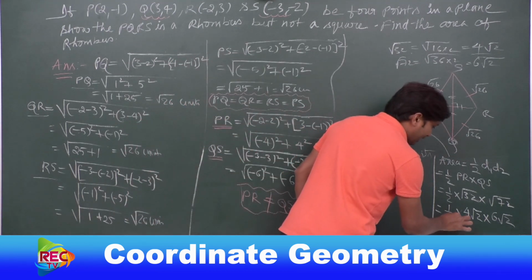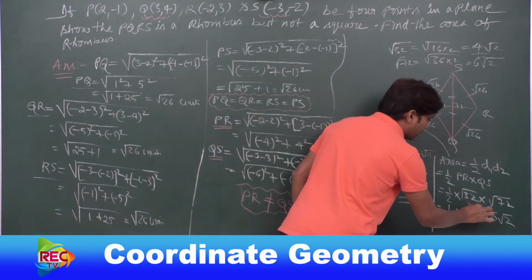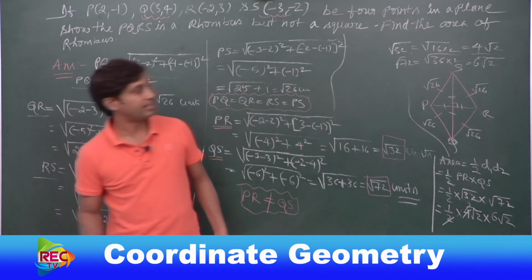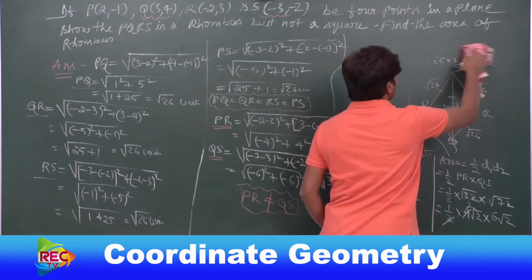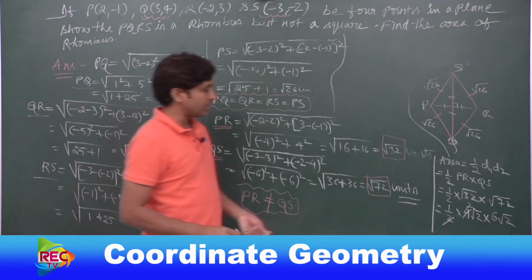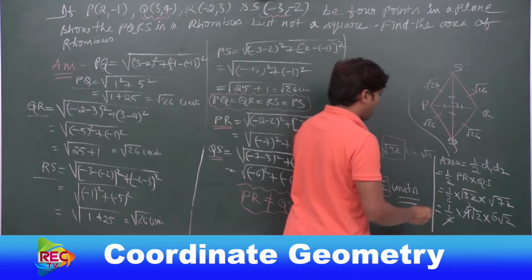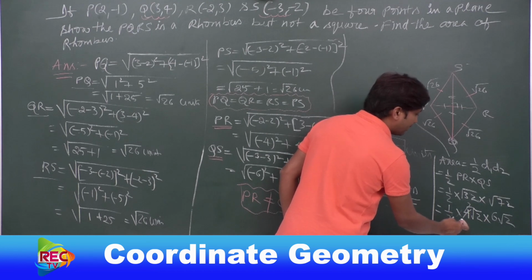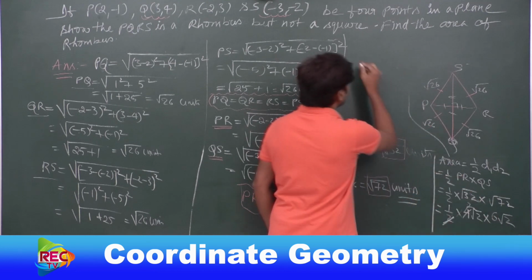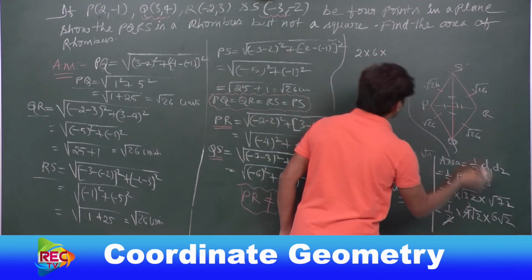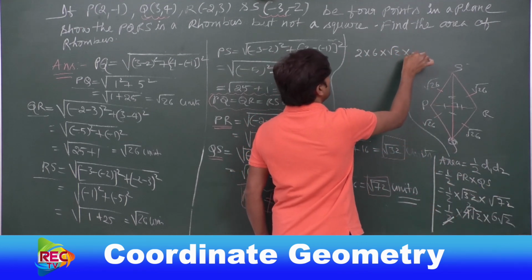Okay, now we can cut this 2 with the other 2; 2 2s are 4. Now what is left over? Just let me simplify this. Almost the last step of the problem. Just look at this. Here we cut down this 2 with 2; 2 2s are 4. What is left over here? 2 into 6, and here root 2 into root 2.